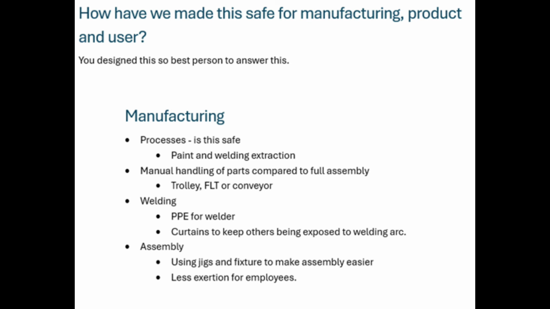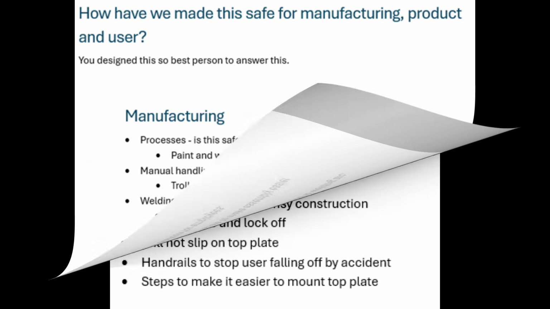The welding, well, obviously you need a different set of PPE for the welder. Also, you need to protect anybody else in the area, so you use curtains to stop others being exposed to the welded arc. When assembling, do you use jigs and fixtures to make assembly easier? This also acts as less exertion for the employees when they put the thing together.